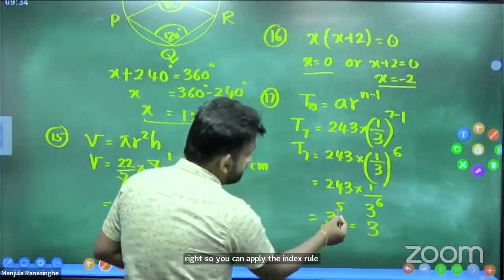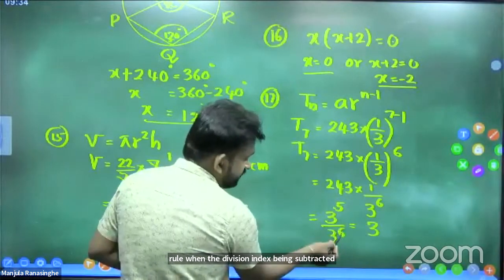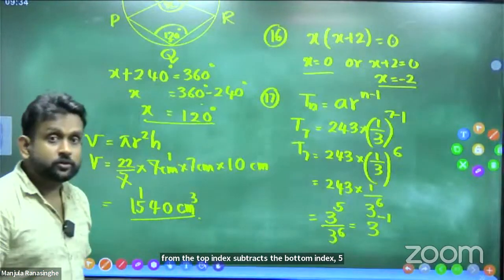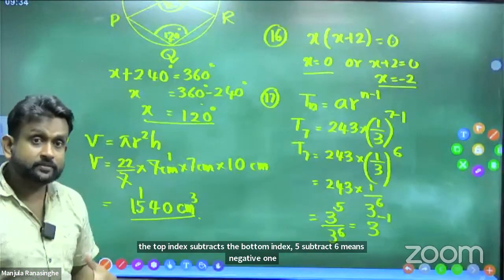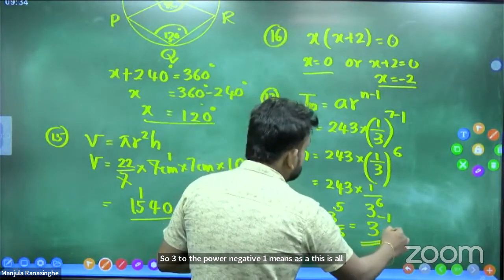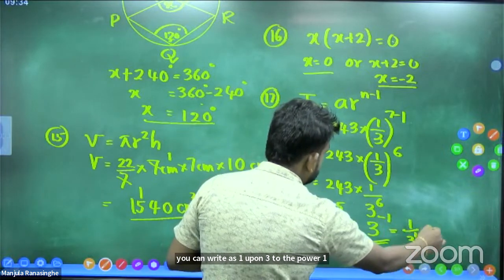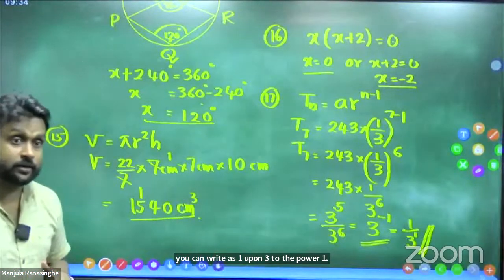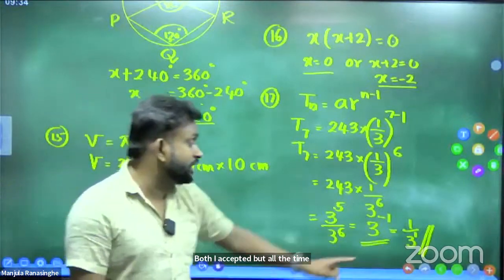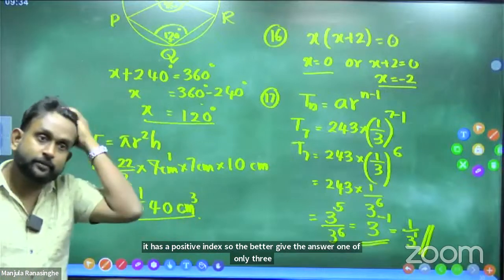When dividing, the indices are subtracted. 5 subtract 6, the bottom index subtracted from the top index, means -1. So 3 to the power negative 1 is also an acceptable answer as a power of 3, or you can write it as 1 upon 3 to the power 1 with a positive index. Both are accepted, but always give it as a positive index, so it is better to give the answer 1 upon 3. Hands up those who got the answer 1 upon 3.